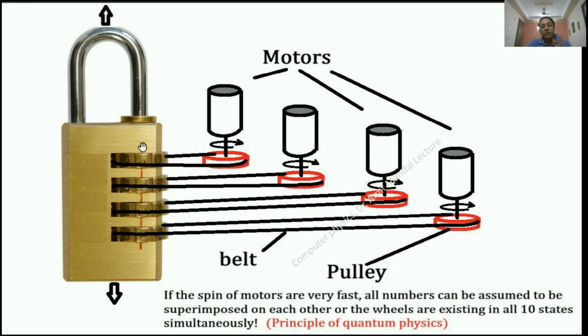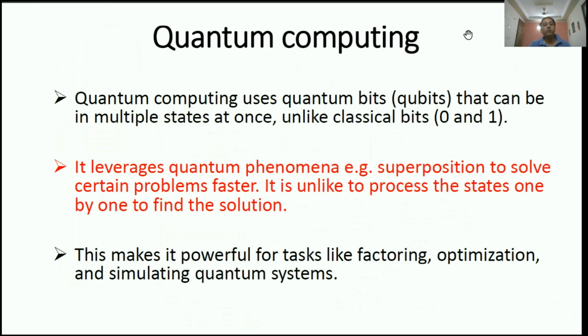What is the principle? With respect to this red mark, in case I consider only one wheel, the numerals 1 to 0 are changing very fast. So you can assume that over here the numbers are superimposed on each other. All the numbers 1 to 0 are superimposed on each other, and for each wheel this is happening. So this is the reason the solution comes out fast. So this is the principle of quantum computing.